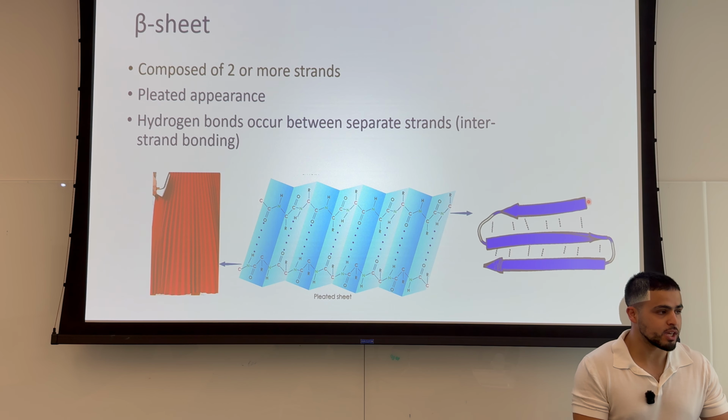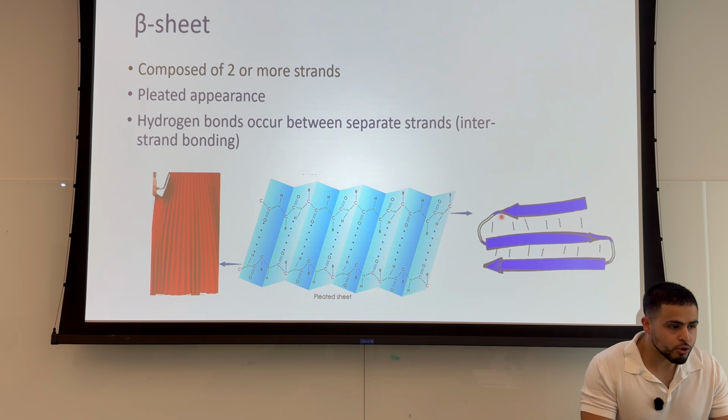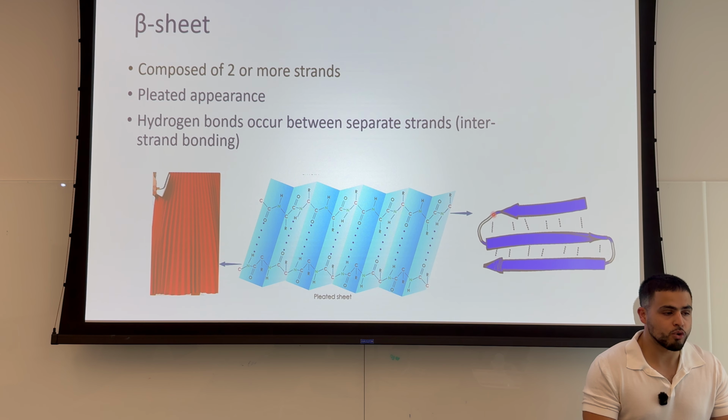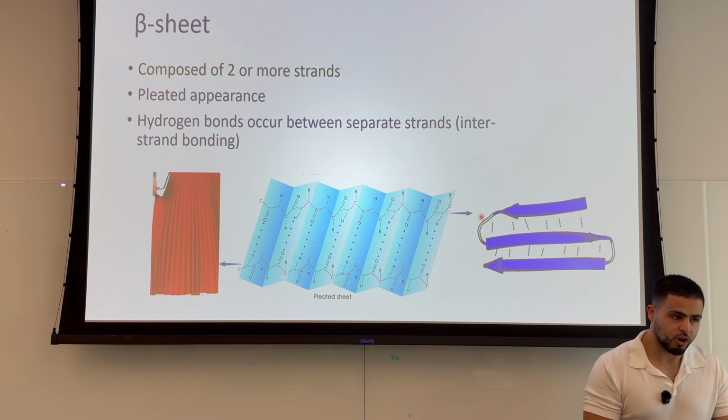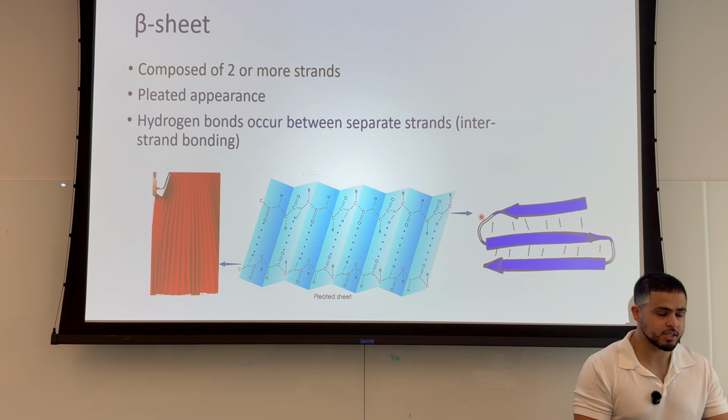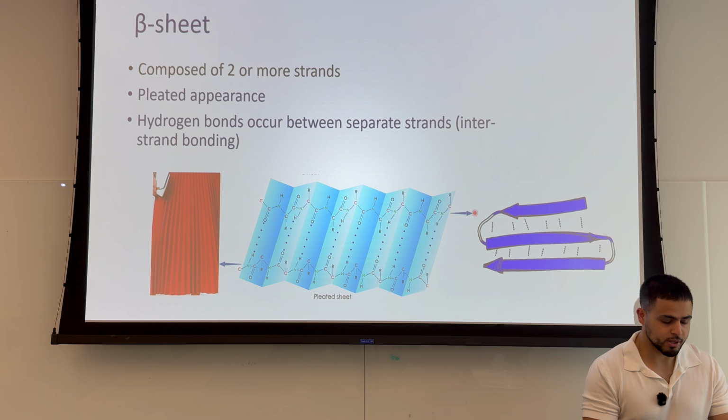And then sometimes you'll see beta sheets represented as arrows, as you can see over here. And these turns over here, these loops, are what we call beta bends or beta turns. And this is where you will frequently encounter proline, because recall proline caused the kinks in the alpha helices. Well, this is where you can typically find proline.